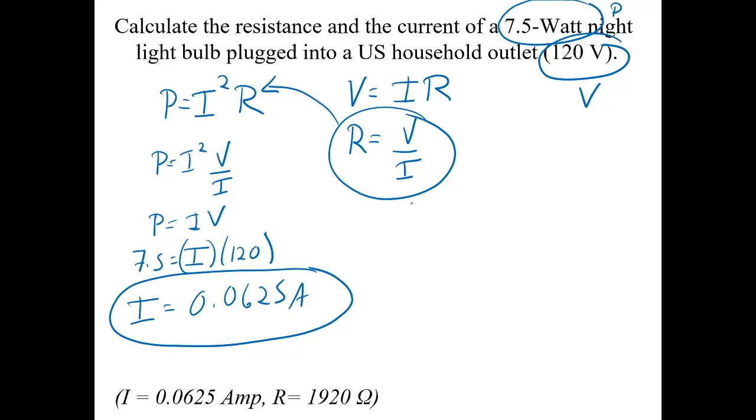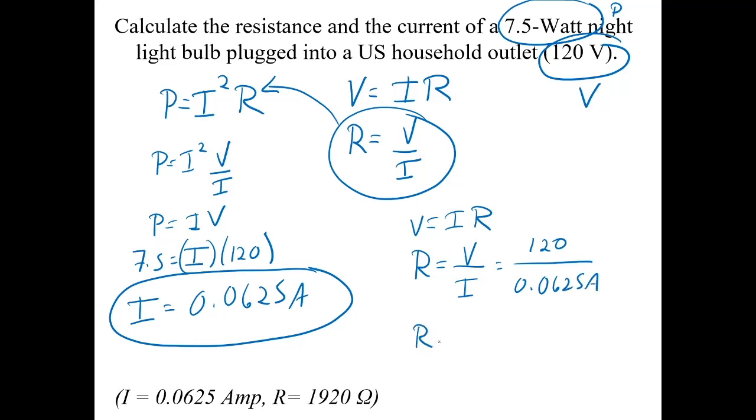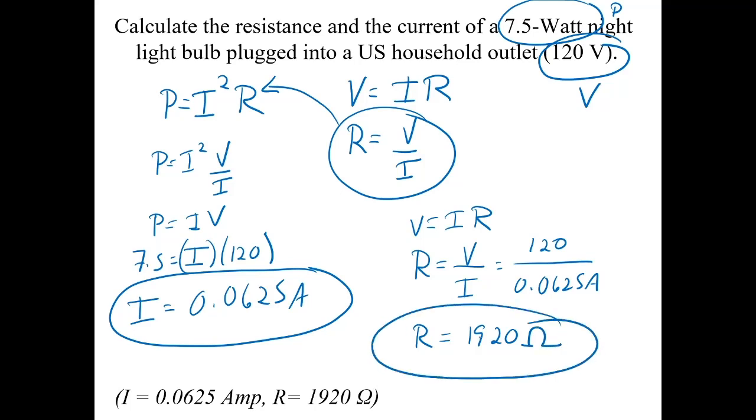Now to get the resistance, I just go back and use Ohm's law. We already did part of this. V equals IR, so R is V over I, 120 over 0.0625 amps. And it's going to be a pretty high number. This must be a traditional light bulb, with a tungsten filament or something. And we get a resistance of about 1920 ohms. So there's a little review for you.